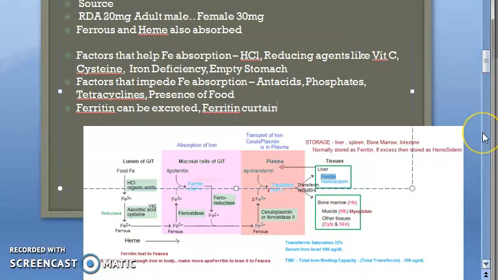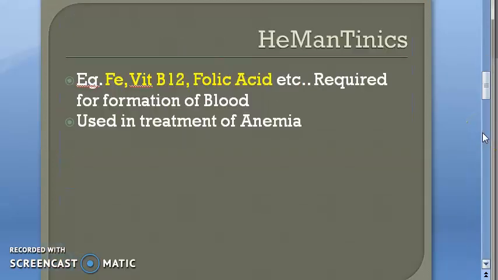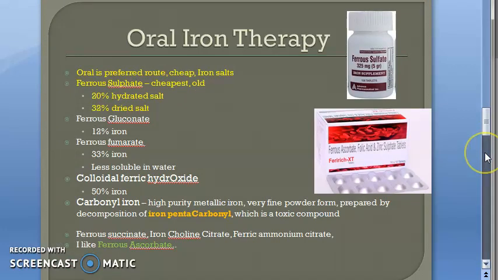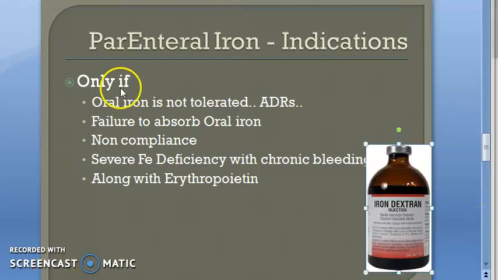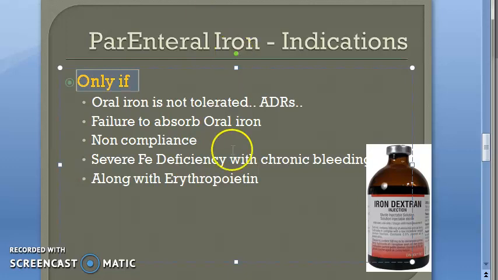Okay, now let's move on, guys. So what else? Let us look at the indications for parenteral iron. So why would you want to give parenteral iron? See, this word is important. Only if oral iron is not tolerated and there are severe adverse drug reactions, or if the person is not able to absorb iron, so there's no point in giving it orally. There is non-compliance, whatever you do, the patient is not taking iron, and then you give it parenterally.